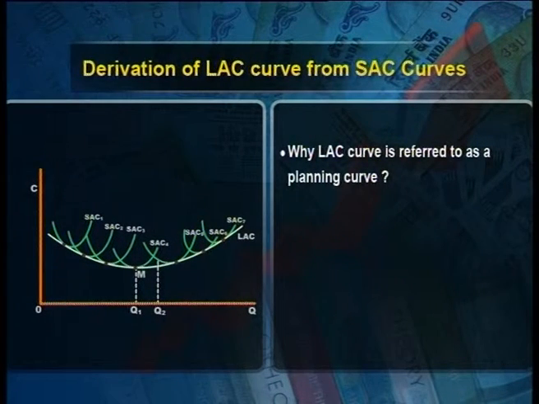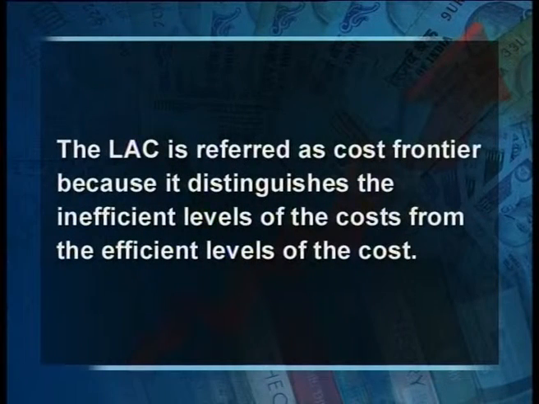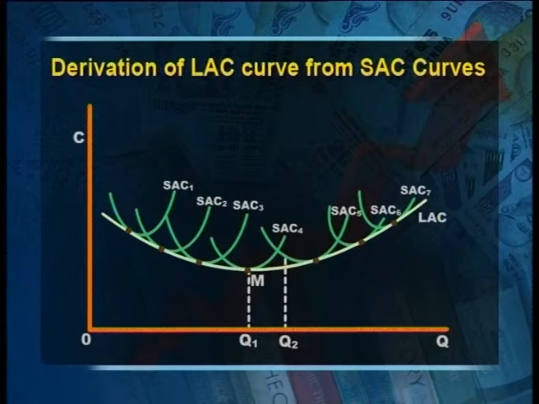Now, let us understand why the long-run average cost curve is referred to as a planning curve. It is regarded as a planning curve because this curve helps the firm in the selection of the most appropriate plant size in the process of production. The LAC is referred to as a cost frontier because it distinguishes the inefficient levels of cost from the efficient levels of cost. Thus, any point above the long-run average cost curve can be achieved, but seems to be inefficient production because it is incurring higher cost of production. And similarly, any point below the LAC represents efficient but not possible to achieve with the given state of technology.